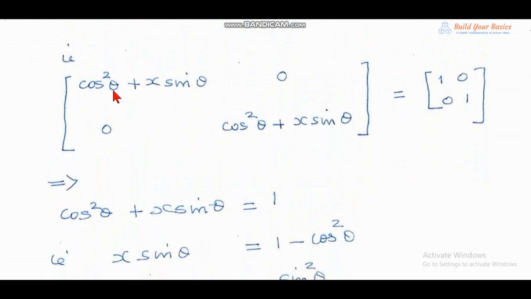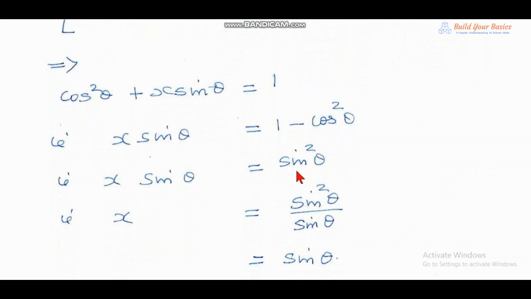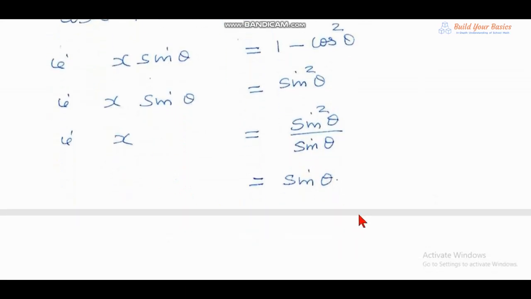So cos square theta plus x sin theta equal to 1. That is x sin theta equal to 1 minus cos square theta. 1 minus cos square theta is sin square theta, because sin square theta plus cos square theta equal to 1. So x sin theta equal to sin square theta. So the value of x is sin square theta divided by sin theta. One sin theta gets cancelled. The answer is sin theta. So we have got the value of x as sin theta.